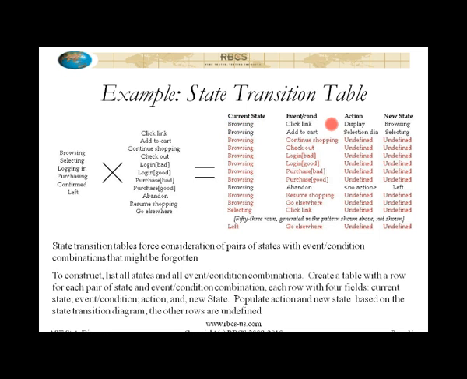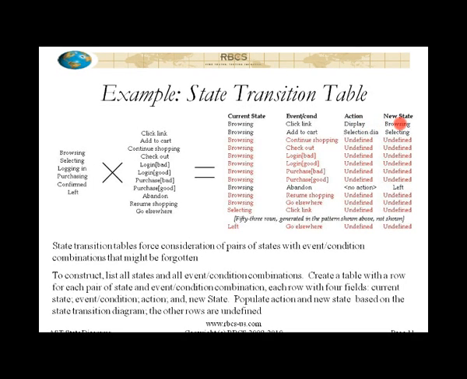Generating the combination of states with event condition pairs is clear, right? That's just all possible combinations of states with event condition pairs. So I've got this list here and this list here, and what you do is you just say, okay, browsing with all of these and then selecting with all of these and so forth, right? That's just a copy-paste operation if you're doing this in Word or Excel or something.